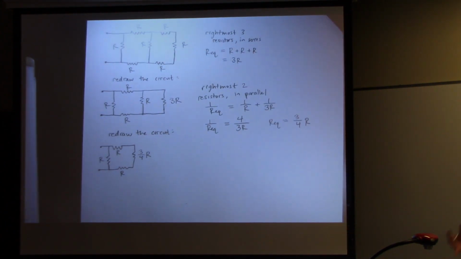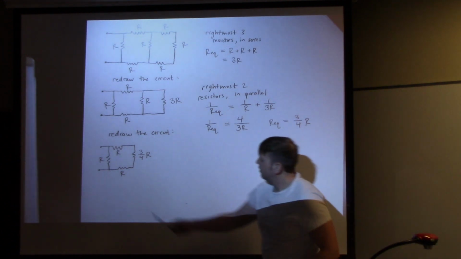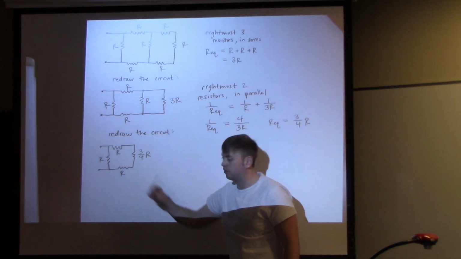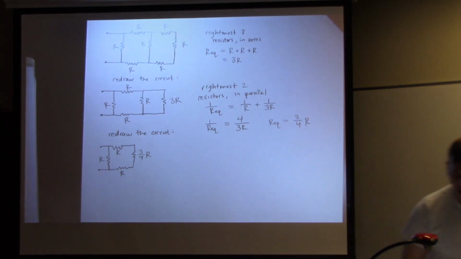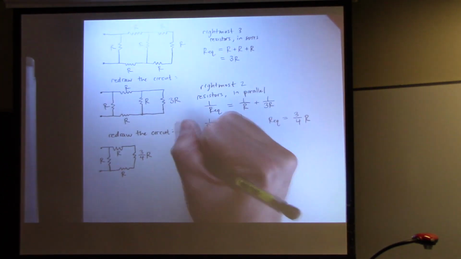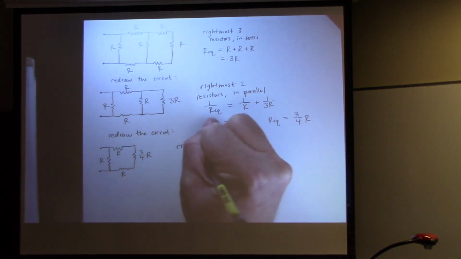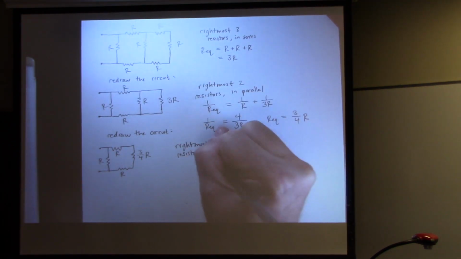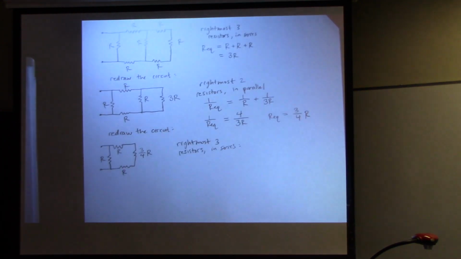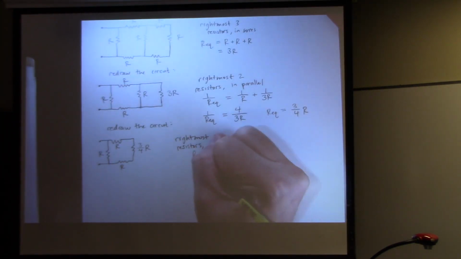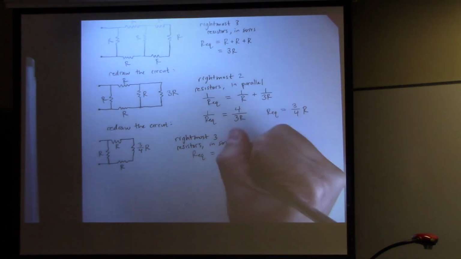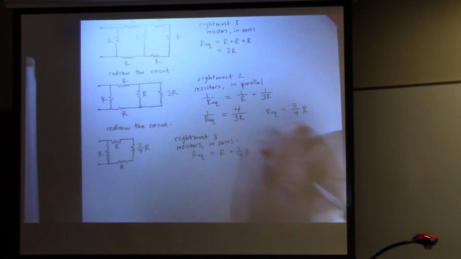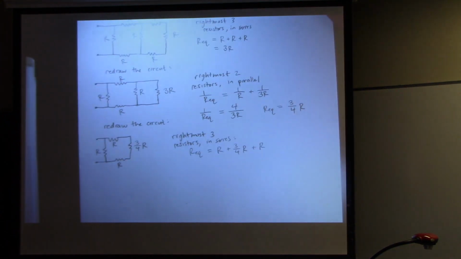So what's the next step we're going to take to combine things? Well, now we have a series connection again, where this resistor is in series with this, which is in series with this, because they're all connected along the same path. So this would be the rightmost three resistors, which are in series. Let's get the equivalent resistance, REQ. It's just the sum of those three. The first one right here is just R. The second one is 3/4 R. And then the last one is just R once again.